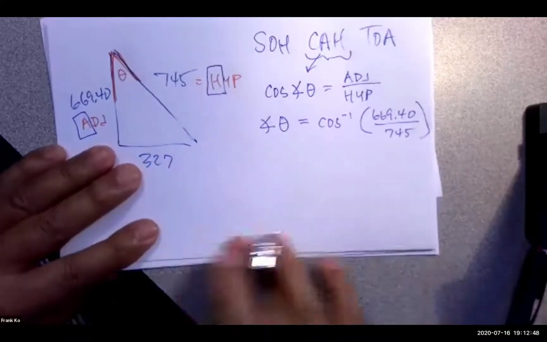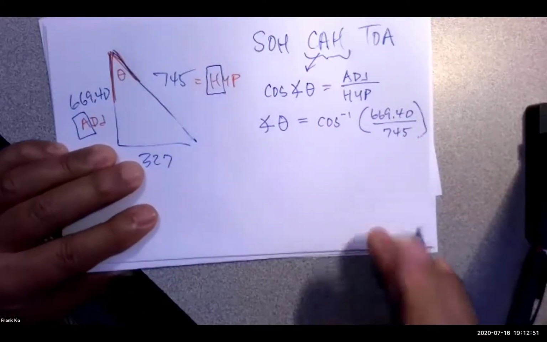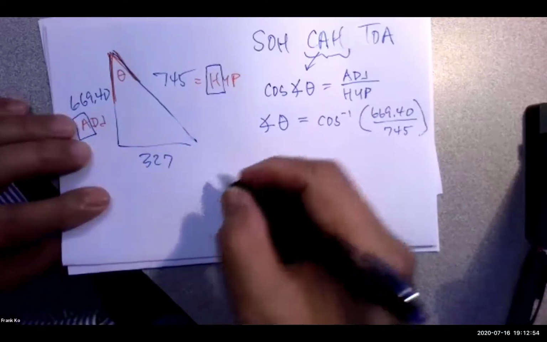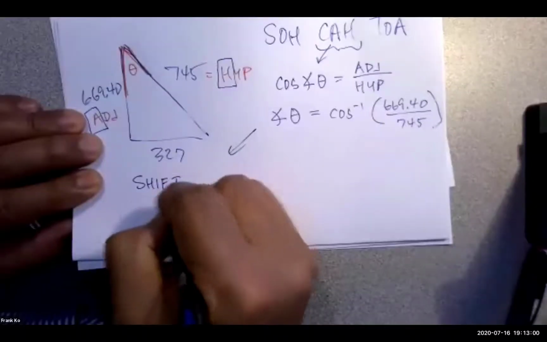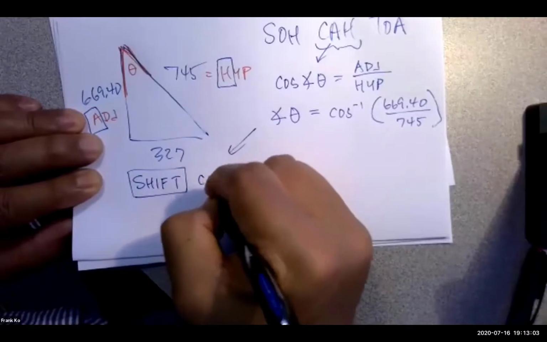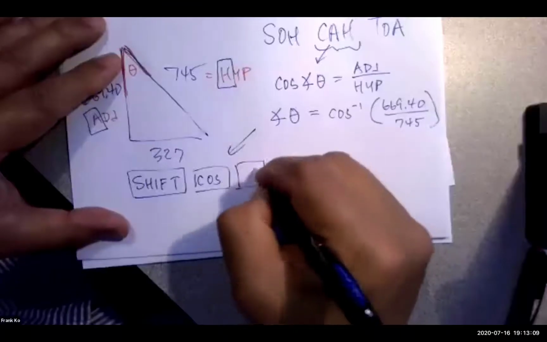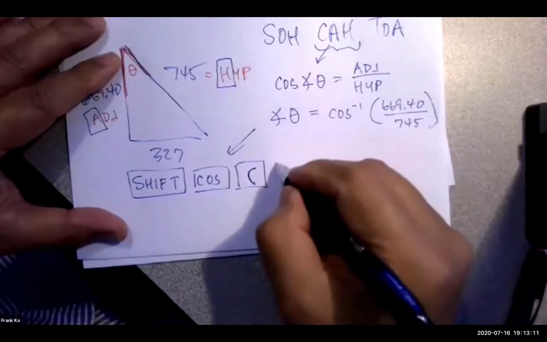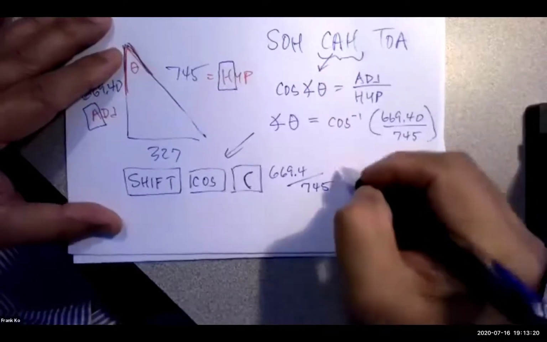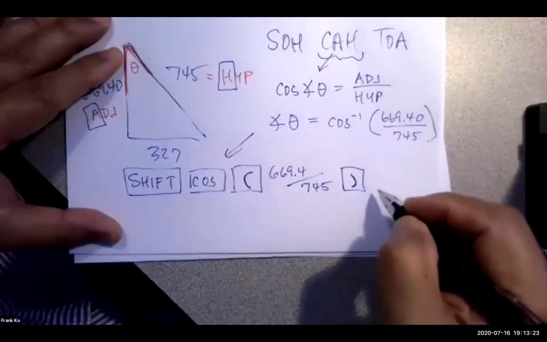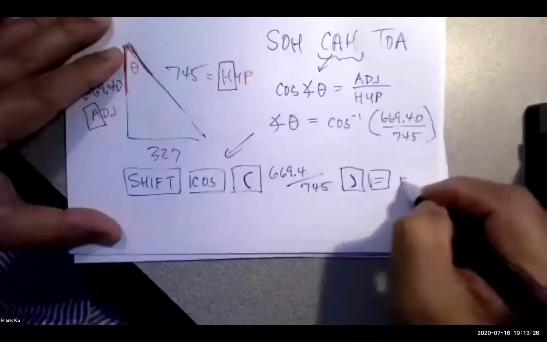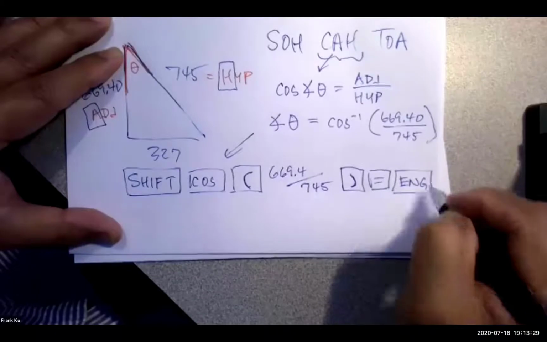So the keystroke sequence, I'm going to ask Ryan, please call out the keystroke sequence for me, please. You hit the shift button, then cosine, COS, then the left open parentheses, and then you put 669.4 divided by 745. You close it with the parentheses. And then hit the equals. Engineering. And probably engineering also.